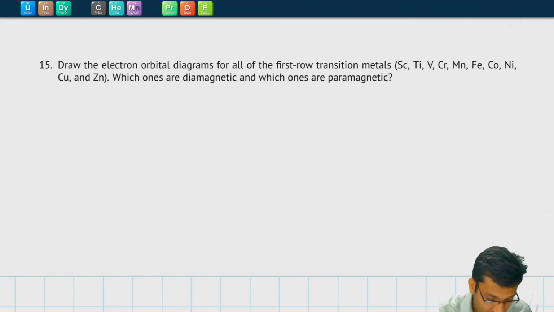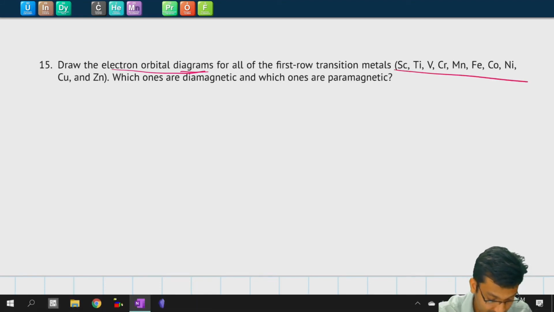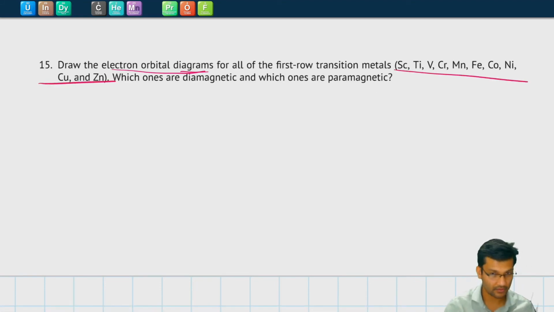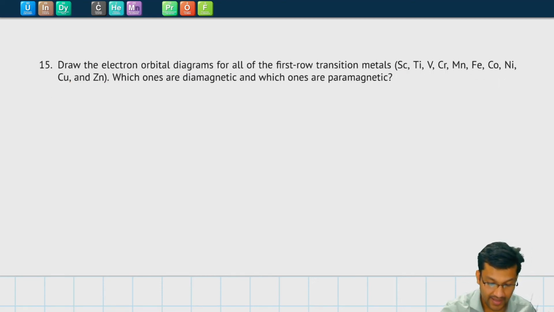Number 15, they're asking us to draw the electron orbital diagrams for transition metals. So these are just atoms, not molecules. So we're not looking at molecular orbitals, just atomic orbitals. And we're trying to predict whether these are going to be diamagnetic or paramagnetic, because molecules can be diamagnetic and paramagnetic, and atoms can be diamagnetic and paramagnetic. For this, I'm just going to do one as an example for you.